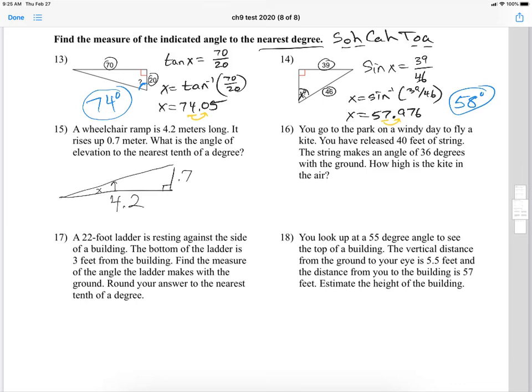So again, this is a right triangle. We have the opposite leg and the adjacent leg. That means we're going to use tangent of x equals the opposite leg over the adjacent leg. And since we're finding x, to get x by itself, you have to take the arc tangent of the other side of 0.7 divided by 4.2. So second tangent, 0.7 divided by 4.2 is going to be 9.462. It says round to the nearest tenth of a degree. So there's our tenths. We look to the right of that position. So the answer should be 9.5.